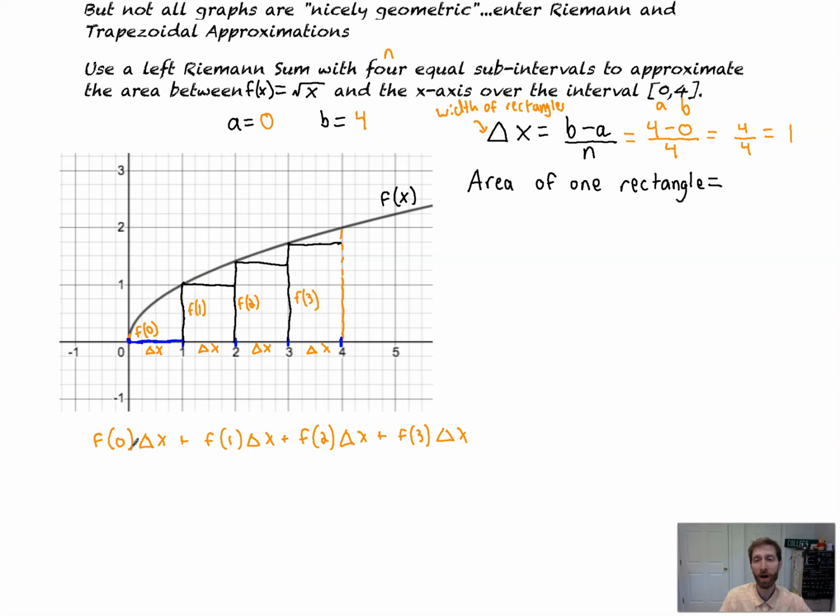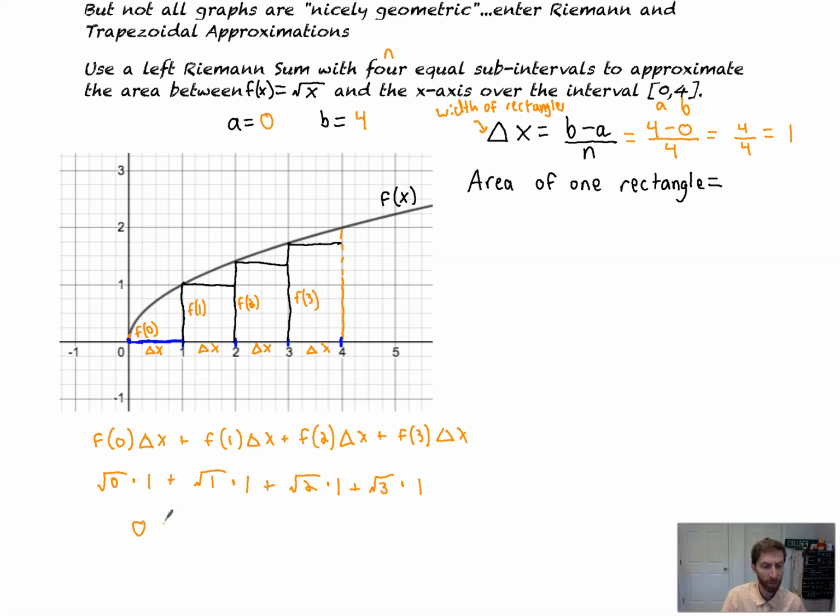Well, what's f of 0? How do we find that? The function is the square root of x. We know that. So that would be the square root of 0 times delta x, which is 1, plus the square root of 1 times 1, plus the square root of 2 times 1, delta x is 1 the whole time, plus the square root of 3 times 1. Now you might have noticed that we could have written all of this out and factored out the 1. So now we just plug it into our calculator.